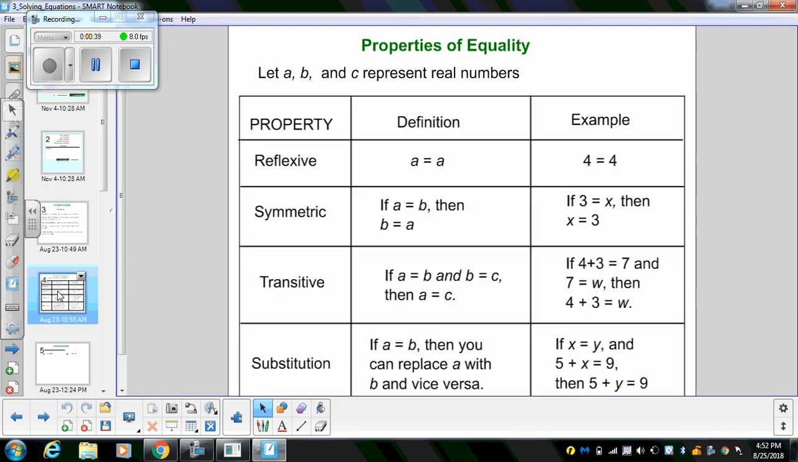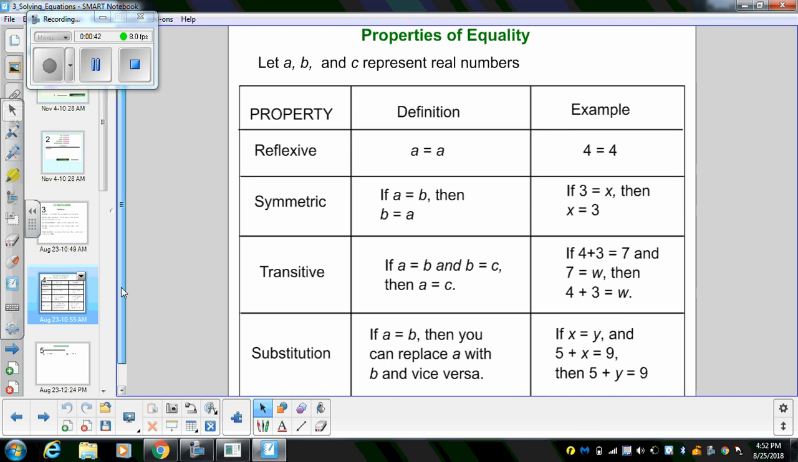Alright, so some properties you need to know are the properties of equality. We're going to let A, B, and C represent some real numbers we don't know. The properties we have are reflexive, which just means A equals A. So for example, 4 equals 4. We have symmetric, which means if A equals B, then B equals A, such that if 3 equals X, then the same thing is true if X equals 3.